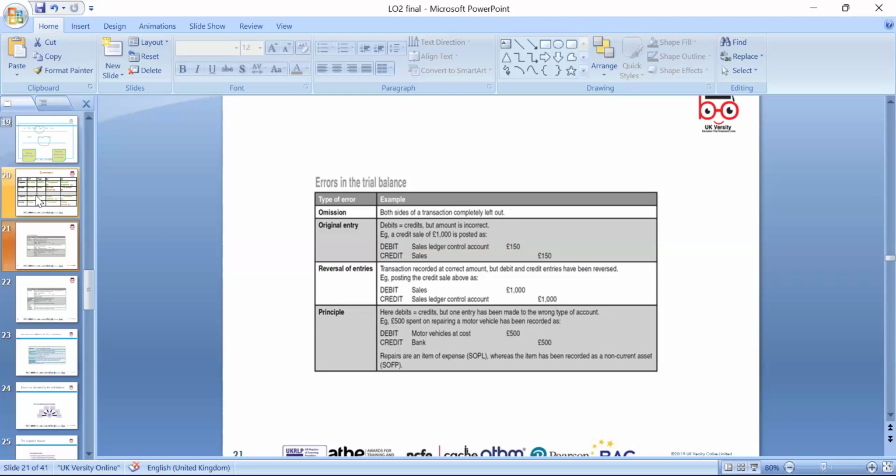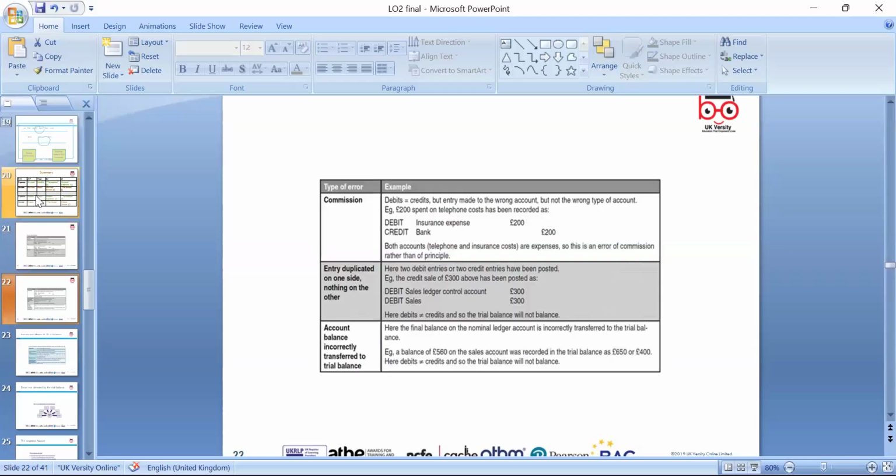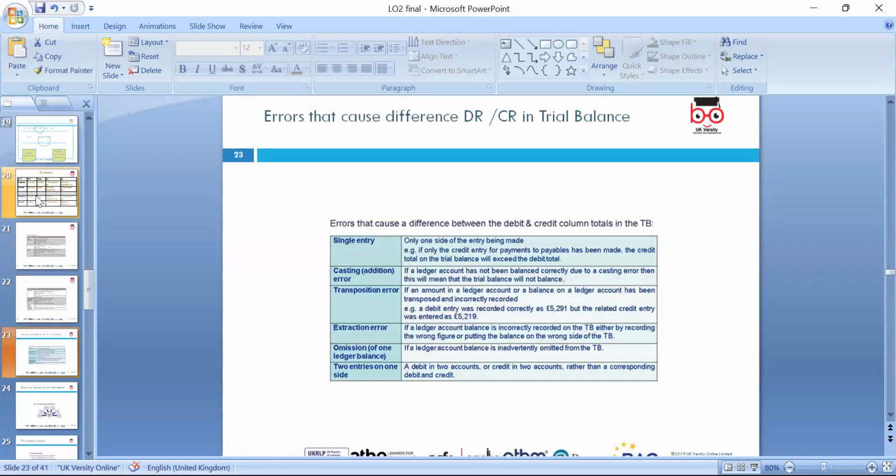Some errors can't be traced, like the error of principle. Maybe you treated something as an expense when it was actually an asset. Expense will reduce your profit and save taxes, but it's not true and fair information, and we need to make sure it is reversed. So we need to make adjustments in the books of account for the error of commission and the error of omission. These are different types of errors, and we will go through some numericals in our assignment discussion as well, as you have been given.